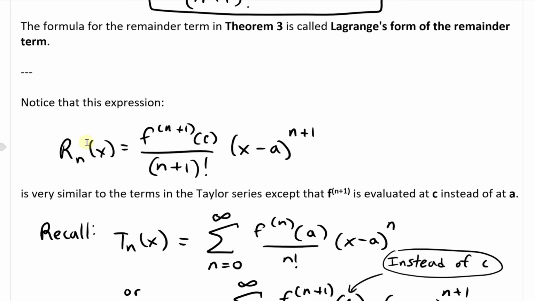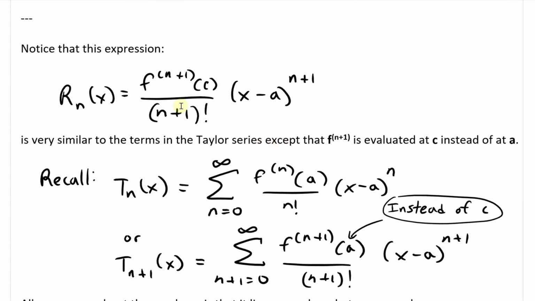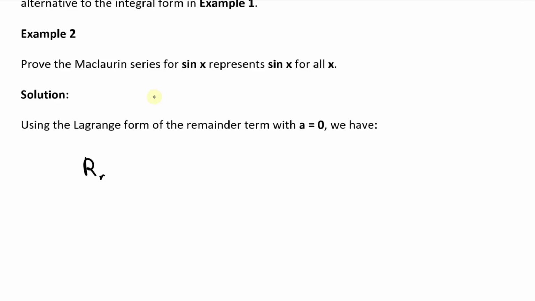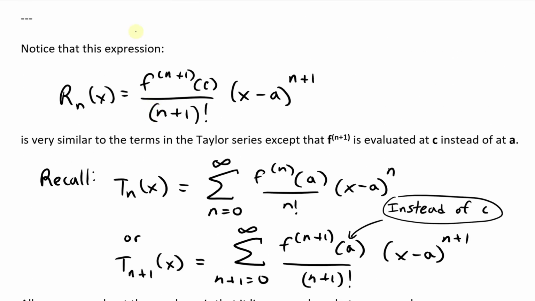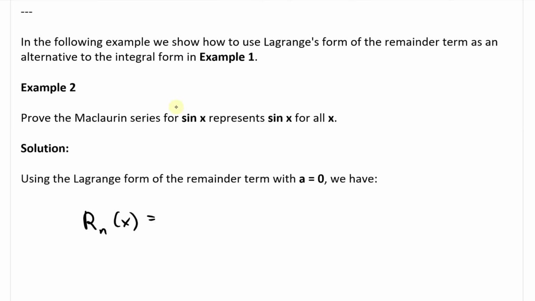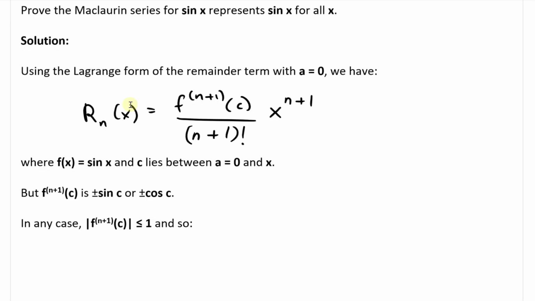So remember, this is the Lagrange form, and we're just going to plug in a equals 0. What we'll have is R_n of x, the remainder, and we need to see if this approaches 0 as n approaches infinity, and thus the series will equal sine of x. This is f^(n+1), the (n+1)th derivative at c as opposed to a, divided by (n+1) factorial, times x minus a, where a equals 0, so that's just x to the power of n+1. And this function f of x is equal to sine of x, where c lies between 0 and x.